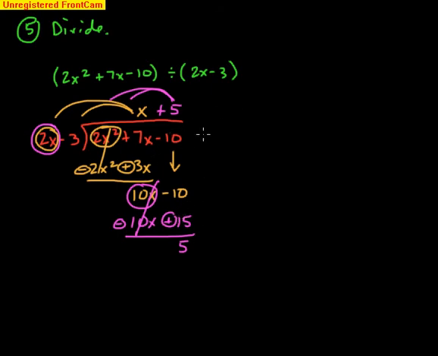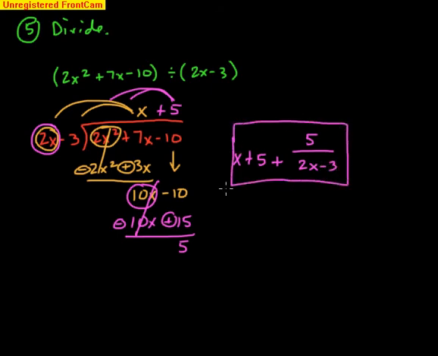So your final answer, remember, this is a remainder, so your final answer is x plus 5, which you get up top, plus the remainder, 5, over what you divided by, 2x minus 3. And there you go.